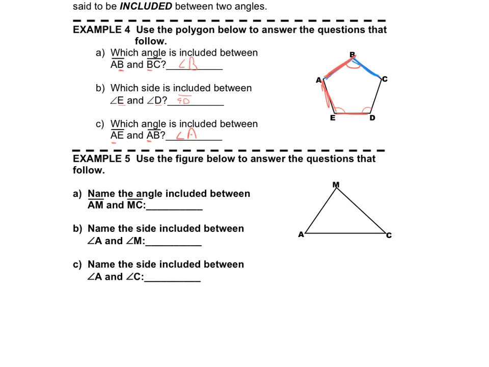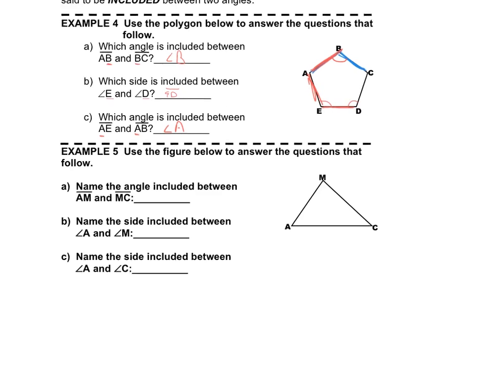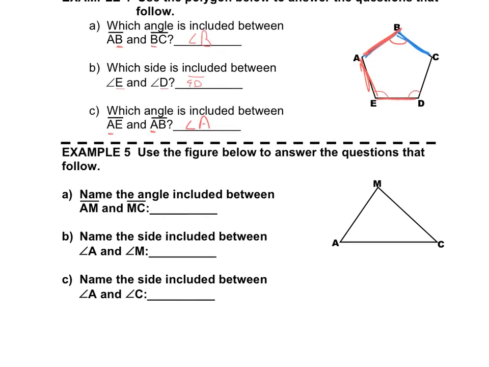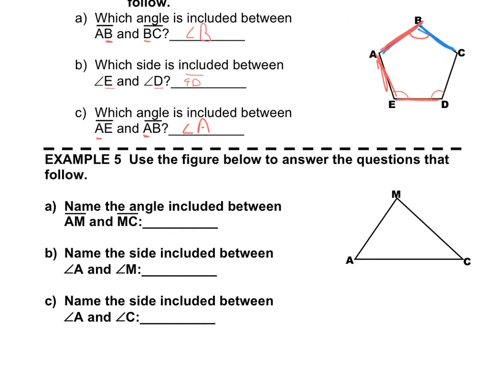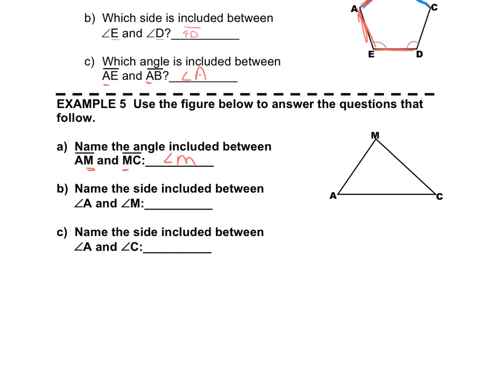So you might try to do this last one real quick before I do. You can pause for a second and try it out. So I hope you did try it out, and if you didn't, oh well. I'm looking for the angle included between AM and MC. Well, they both share the M, so that's angle M. Name the side included between angle A and angle M. Well, that's going to be segment AM. And then name the side included between angle A and C would be segment AC.